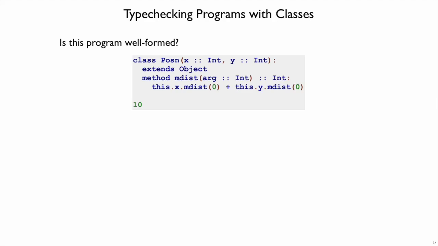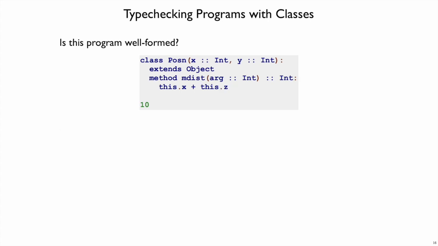Let's consider some specific Mo programs and decide whether they should pass the type checker. In this case, we've got Posn with x and y fields, each of which are integers. It extends Object, which is good since Object is predefined. Mdist takes an integer and returns an integer. That's all good. This.x: x exists, but it is not an object. It is a number. So this should fail, and then similarly for y because they're not objects.